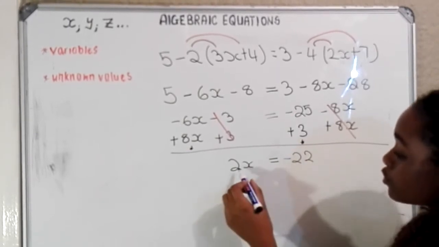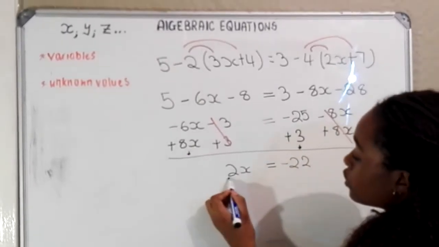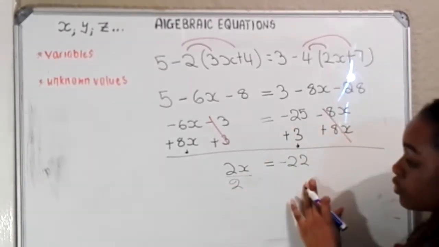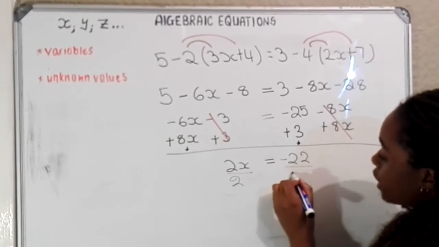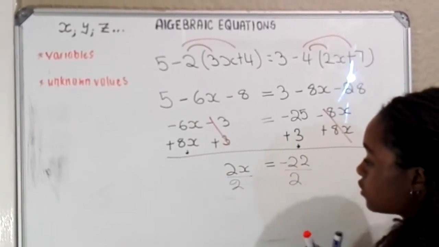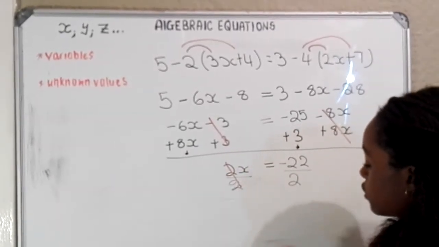So because 2 is multiplied by x, we need to divide. So we're going to do it in fraction form. Divide by 2. Whatever I do on this side, I must do on this side as well. We can divide by 2 on this side as well. The 2's will cancel, and we'll be left with x on its own.